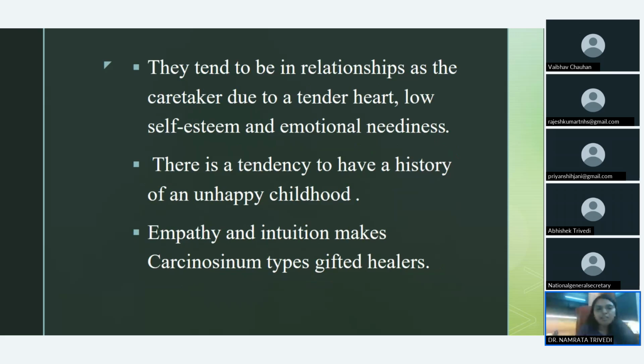They are very loving, very caring for others. They tend to be in relationships as the caretaker. Like, you know, if in the family any member has a disease or any suffering, the Carcinosin patient sits with him, very sympathetic, very caring, very loving. He will stay awake the whole night to care for that patient, that family member.